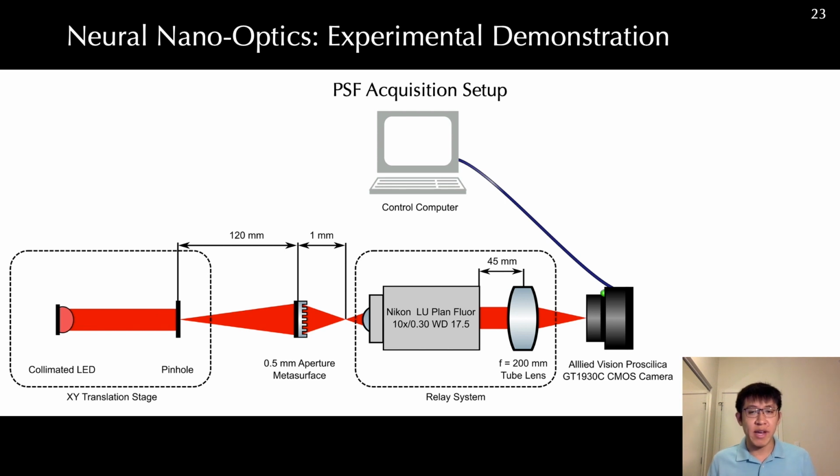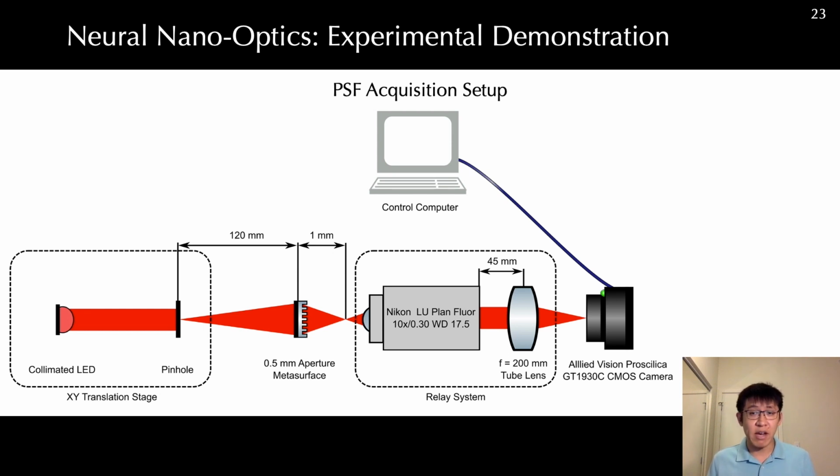And here's a schematic of the PSF measurement setup. Because of manufacturing imperfections, the PSF of the fabricated metasurface deviates slightly from the PSF that we expect from our simulations. To compensate for this error, we acquired a real PSF of the fabricated metasurface, and then we use that PSF to fine-tune our deconvolution network.